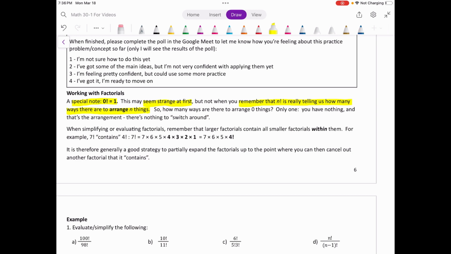So 0 factorial is like saying, how many different ways are there to arrange 0 things, right? Well, there's only really one way. If you have nothing, that's the arrangement. There's nothing to switch around. It still counts as an arrangement, right? There are no different arrangements of 0 things. There's just the one. It's nothing, right? You have nothing, and that's the arrangement. There's nothing to switch around. That's kind of the intuitive explanation.